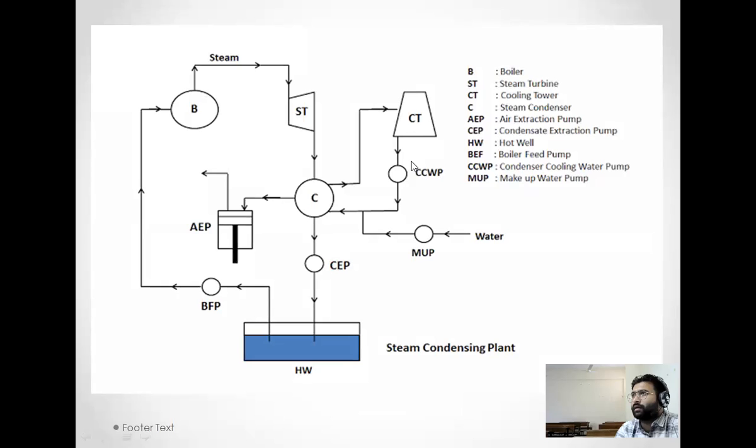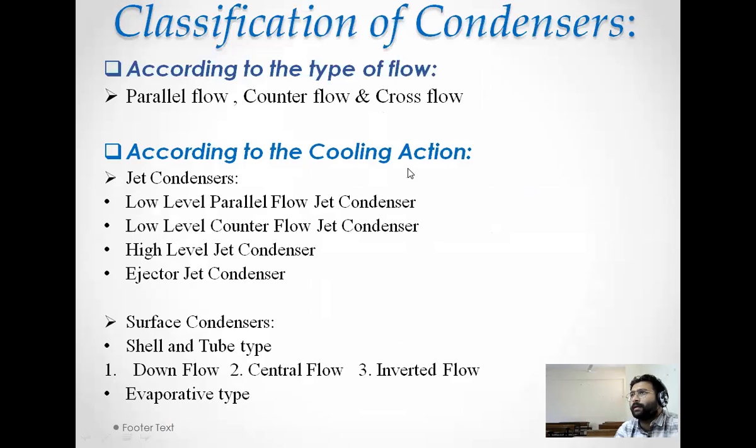Any difficulty in this? Correct. Again, we have seen the classification. There are mainly two types: jet condenser and surface condenser. What is the main difference between jet condenser and surface condenser?